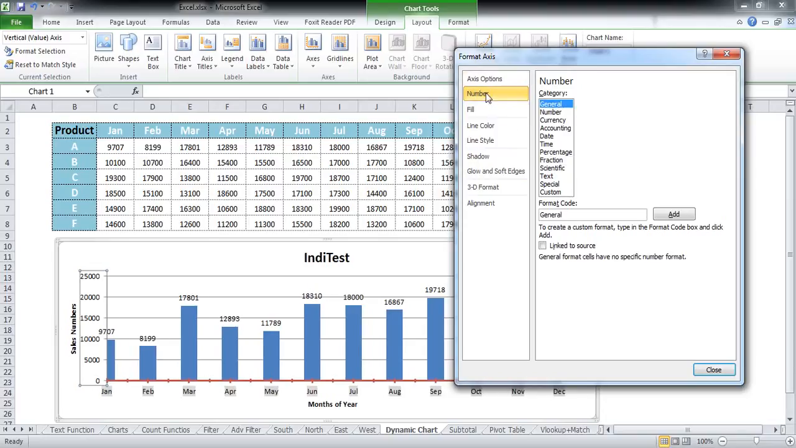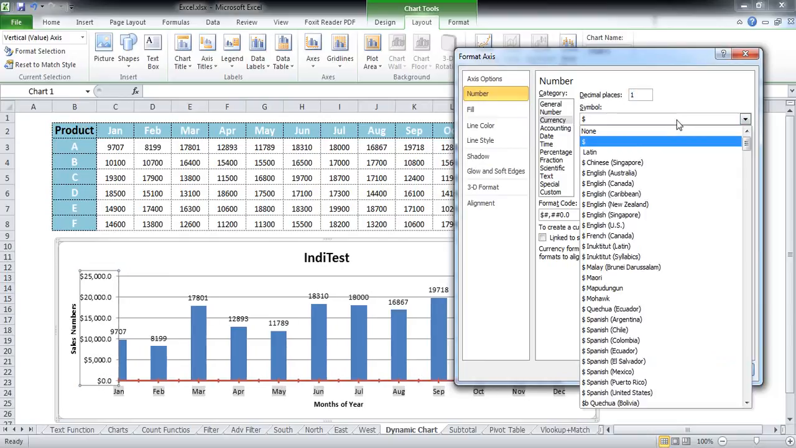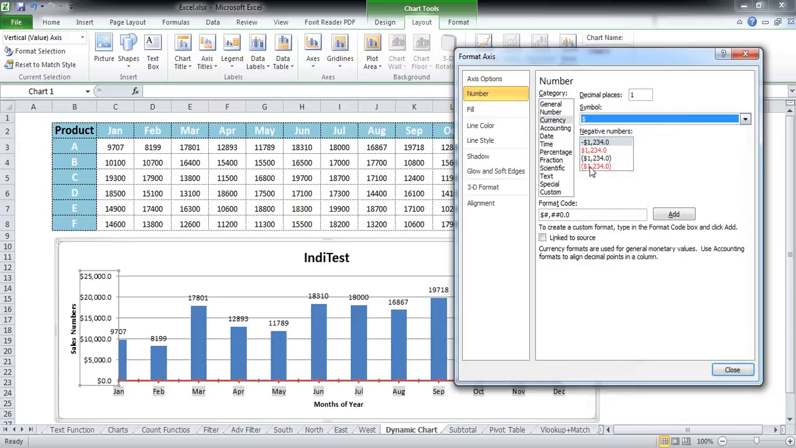The default that you would get selected in your Number tab is the General category, and the whole purpose of this Number option is that it alters the way in which your numbers appear in your vertical axis. So in this case, for example, if you want your vertical axis to appear in the form of a currency, you can have it by putting in the number of decimal places which you want, by selecting the symbol of your currency, and selecting the type of the negative value which you want to have.